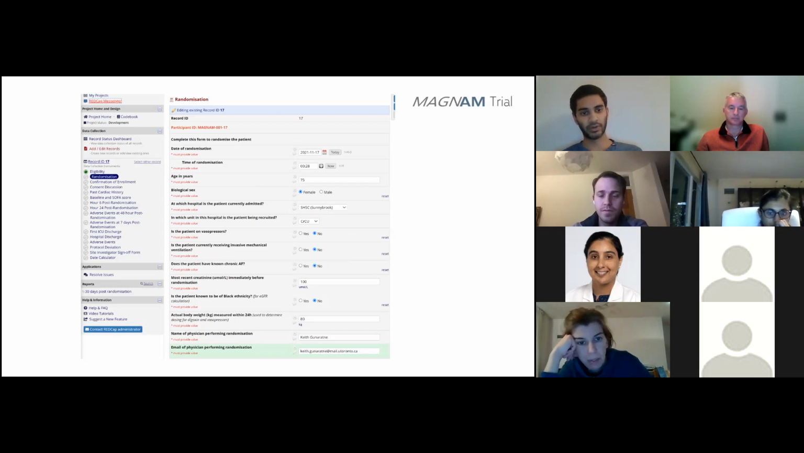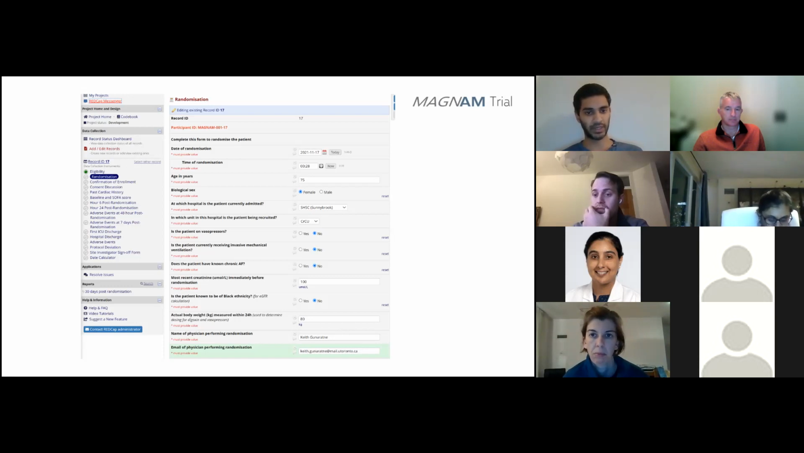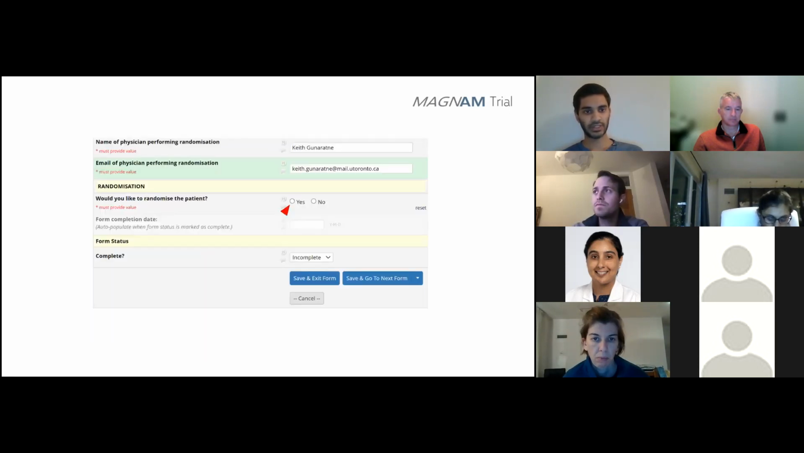We need to know the creatinine and whether the patient is known to be of Black ethnicity. That's so that we can calculate their EGFR for the digoxin dosing, as well as you'll have to get the actual body weight sometime within the preceding 24 hours, which can be done on the bed scale while you're assessing the patient. You enter your name and your email address. Go to the next screen, yeah.